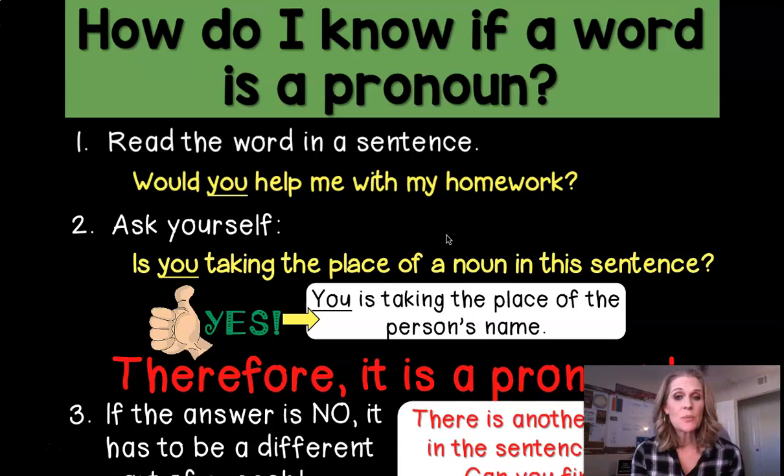There is another pronoun in the sentence above. Can you find it? Would you help me with my homework? You guessed it, me is the other pronoun in the sentence.